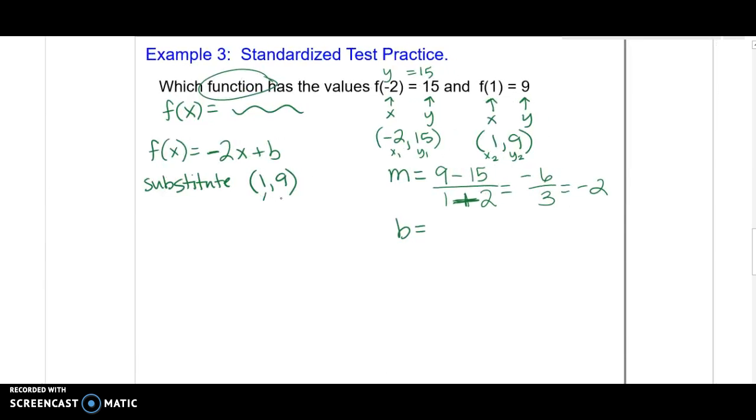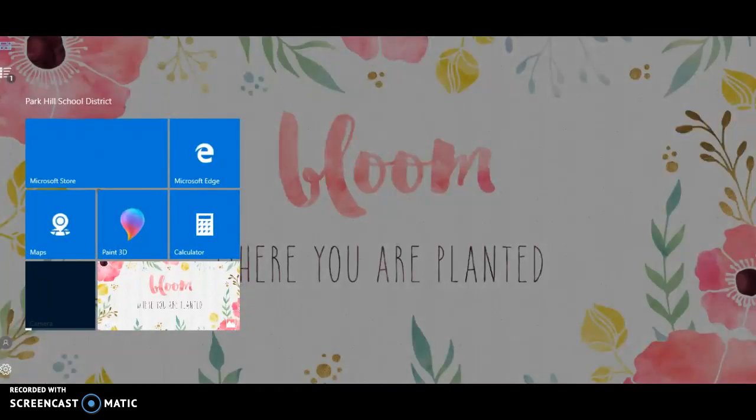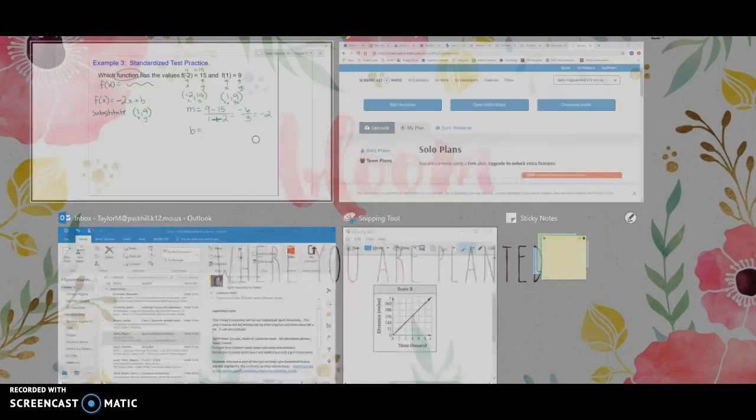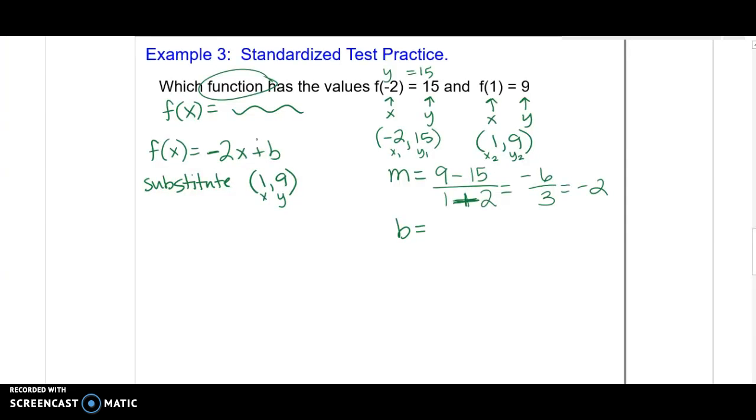So to do that, that is my x value. This is my y value, which is, guys, just our f of x value. So instead of y, I have f of x. So instead of f of x, I have 9 equals negative 2 times x, which is negative 1, plus b. To solve for this, I just need to go ahead and start solving. So 9 equals negative 2 times negative 1, which is positive 2, plus b. Subtract 2 from both sides to get b all by itself. I get 7 equals b, so my b is 7.